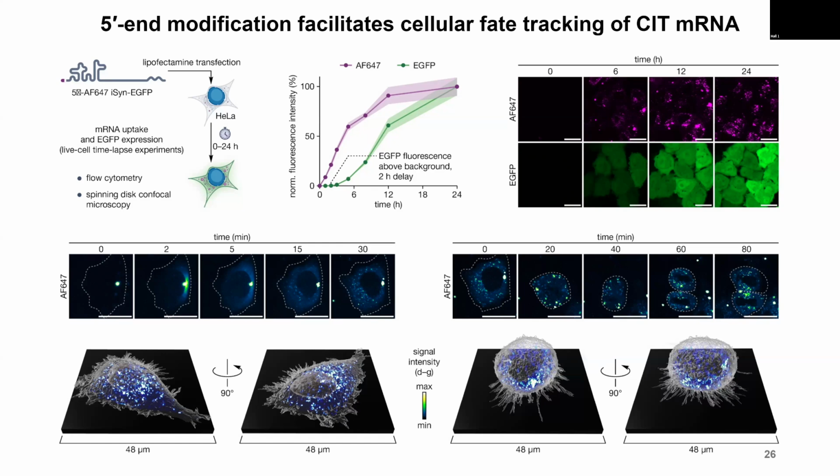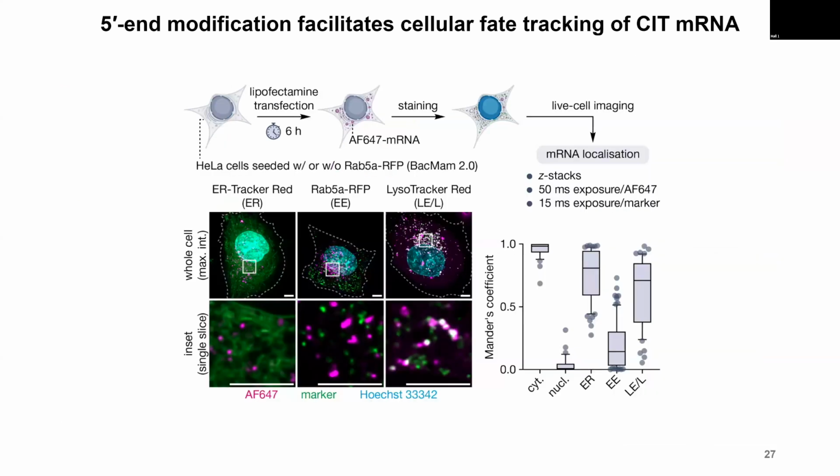You can track it further, for example, going through the process of cell division and looking at how the mRNA behaves there. And obviously, you can use techniques like spinning disk confocal microscopy to get three-dimensional insights into this. And you can go one step further and use fluorescent staining of specific cellular compartments to know, for example, what fraction of the mRNA localizes in endosomes or lysosomes, which can be helpful if you're optimizing a delivery strategy.